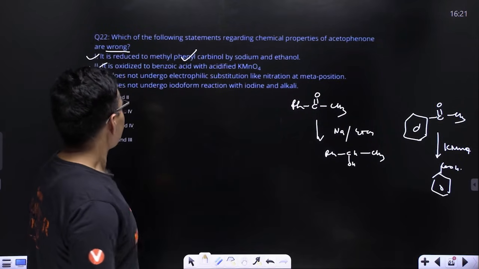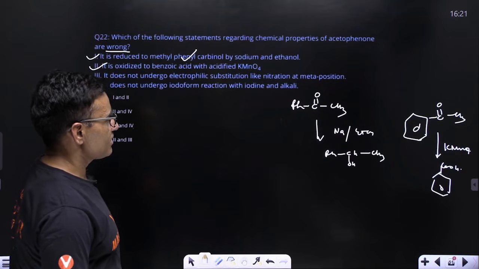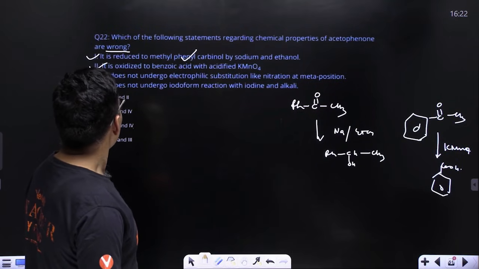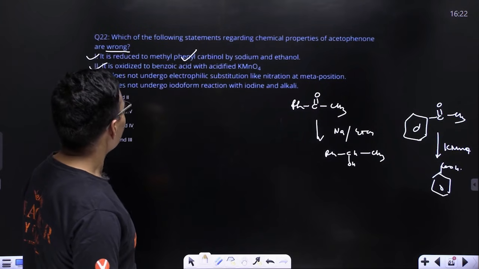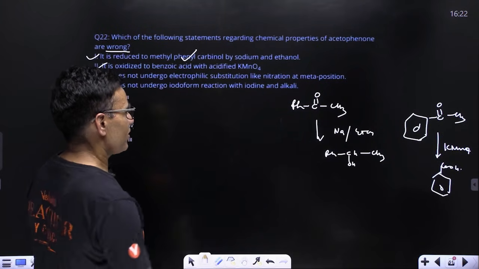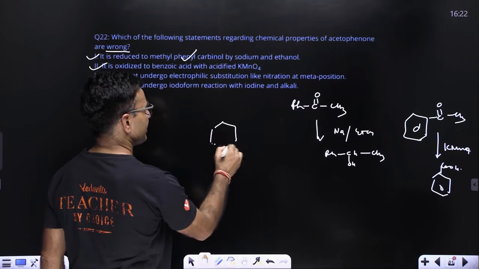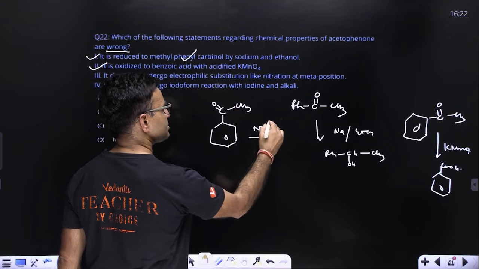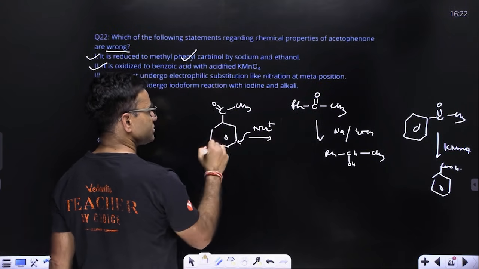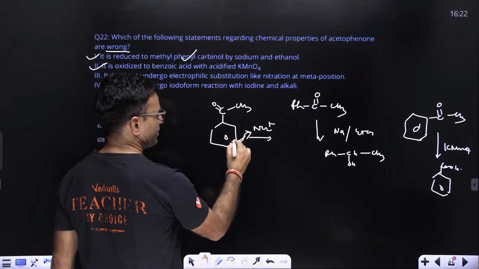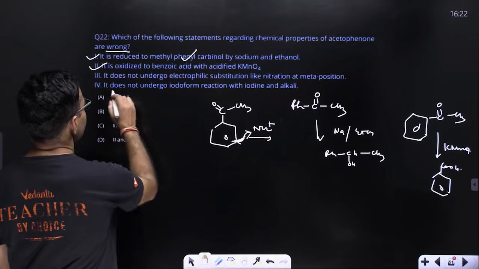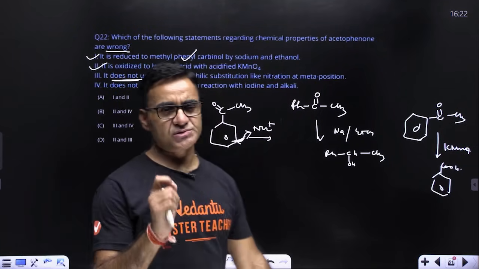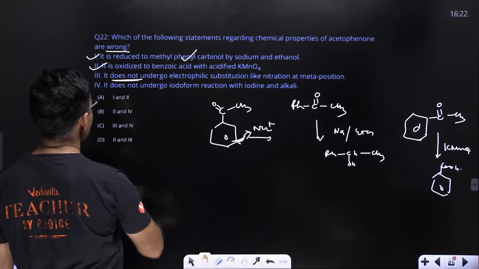Coming to the third one. It does not undergo electrophilic substitution like nitration at the meta position. Why does it say 'does not'? Since this is a meta directing group, the incoming electrophile, no matter what, nitration, will come only at the meta position. It will happen only at the meta position. So this is a correct statement, but because of 'does not' this became wrong. Electrophilic aromatic substitution will happen at the meta position. So the third option will come.